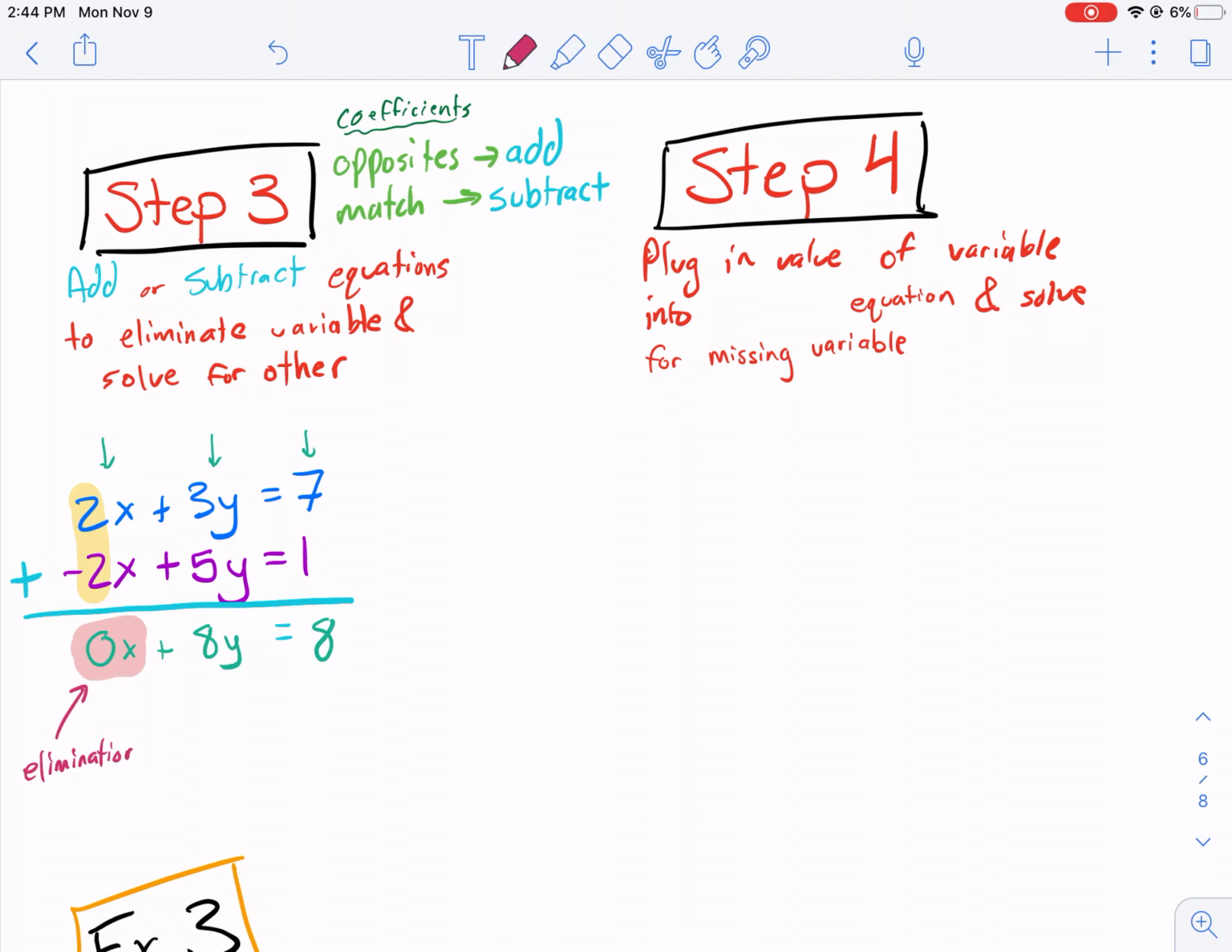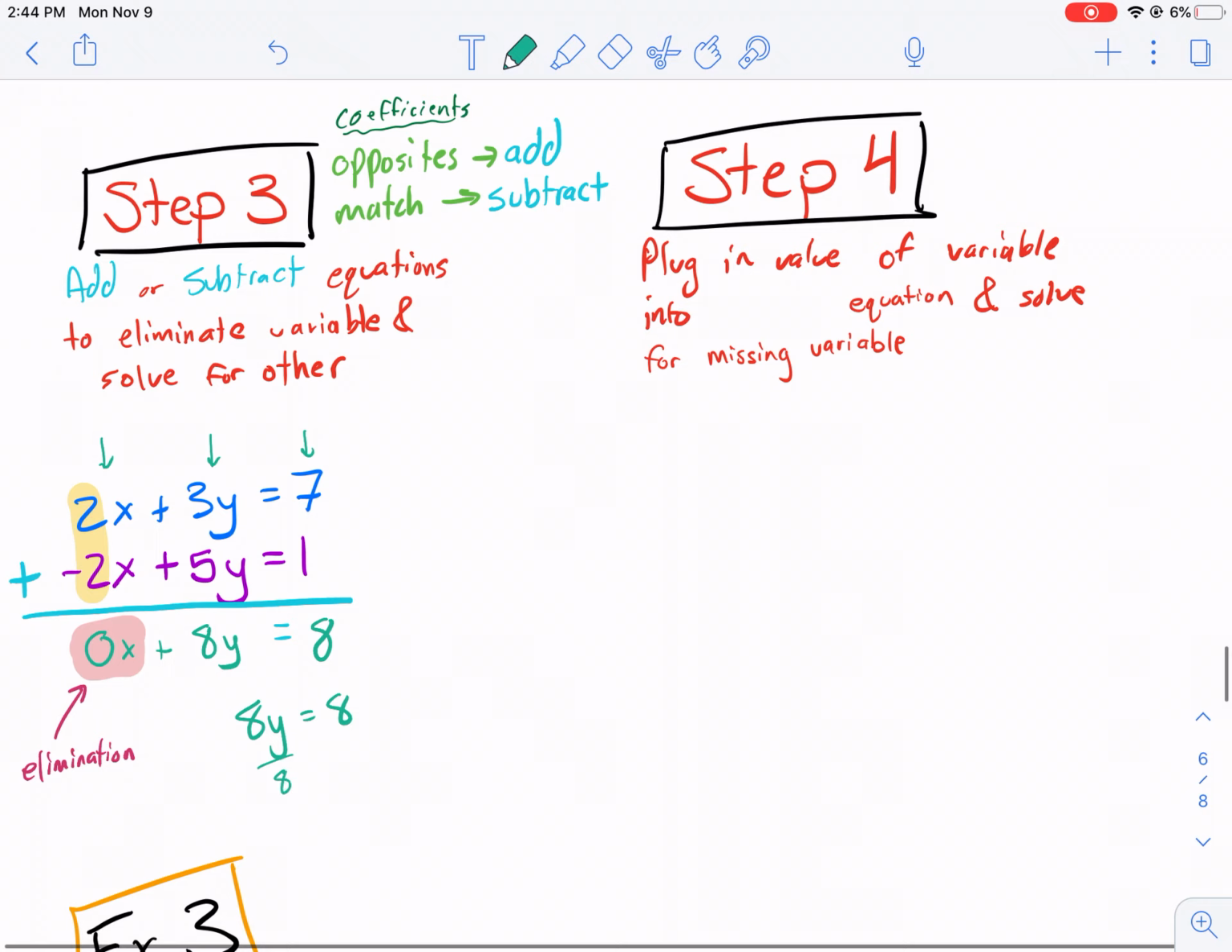We eliminated the x variable. We added opposites, so it eliminates, and then because we eliminate a variable, we're down to one. It's much easier to solve. We have 8y equals 8. Divide by 8, divide by 8. We get y equals 1.